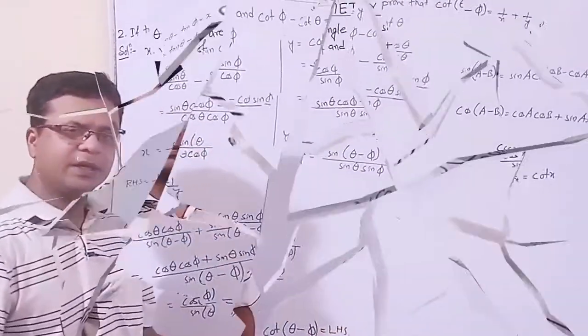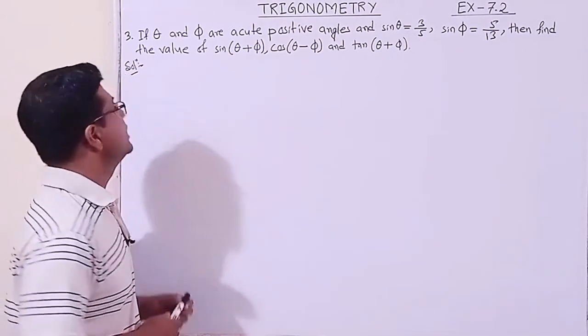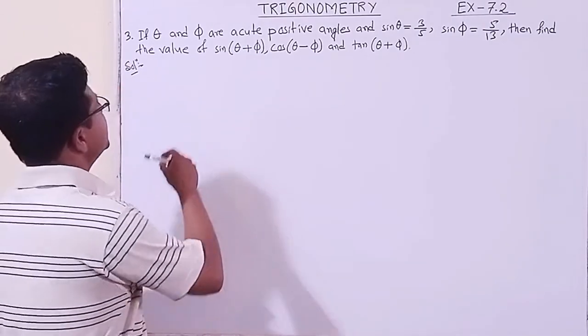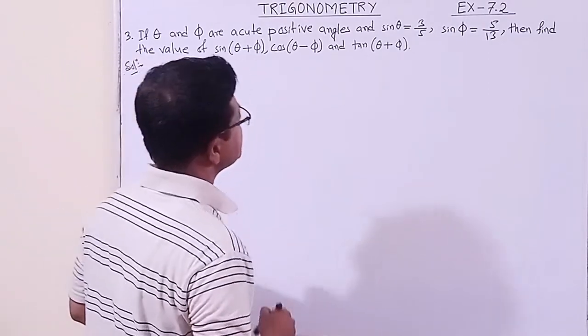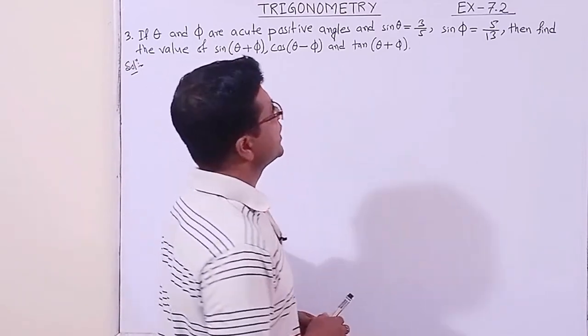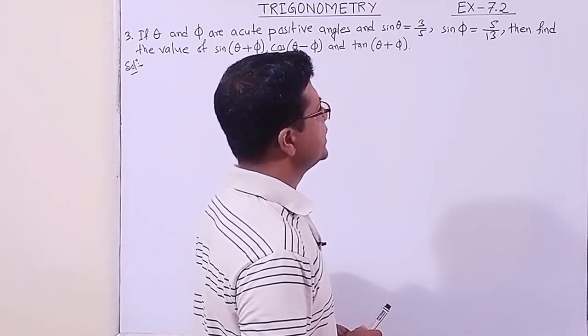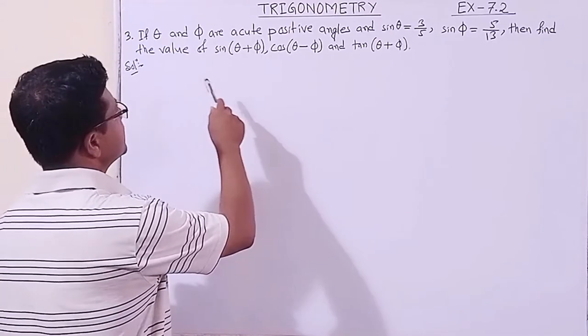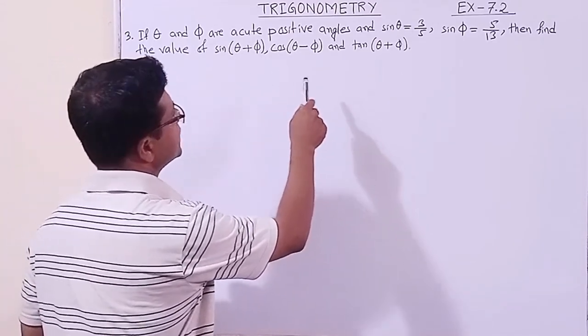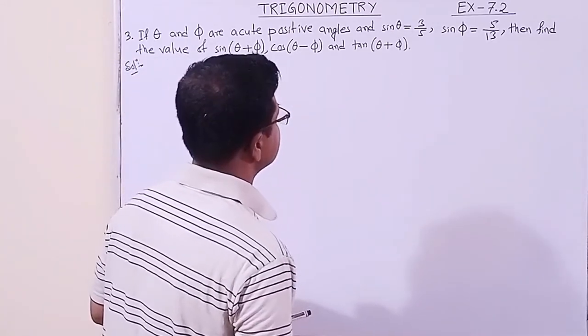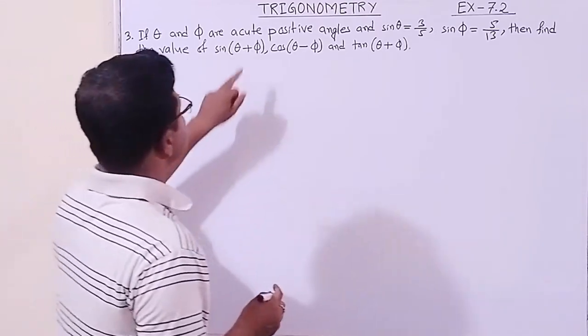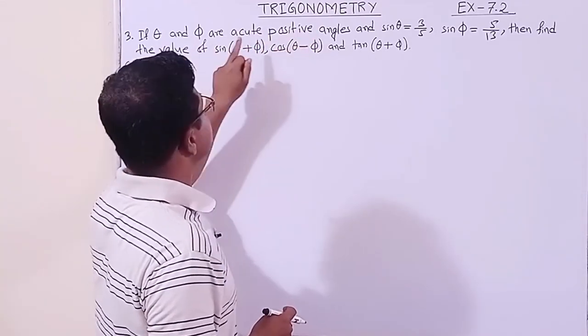Thus we have proved. Okay, my beloved students, now we have taken question number 3. Let us read the question. If theta and phi are acute positive angles and sin theta equals 3 by 5 and sin phi equals 5 by 13, then find the value of sin of theta plus phi, cos of theta minus phi and tan of theta plus phi.